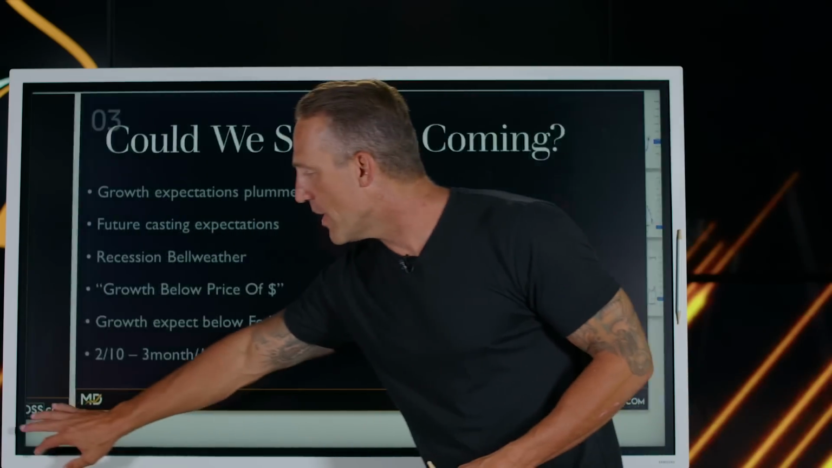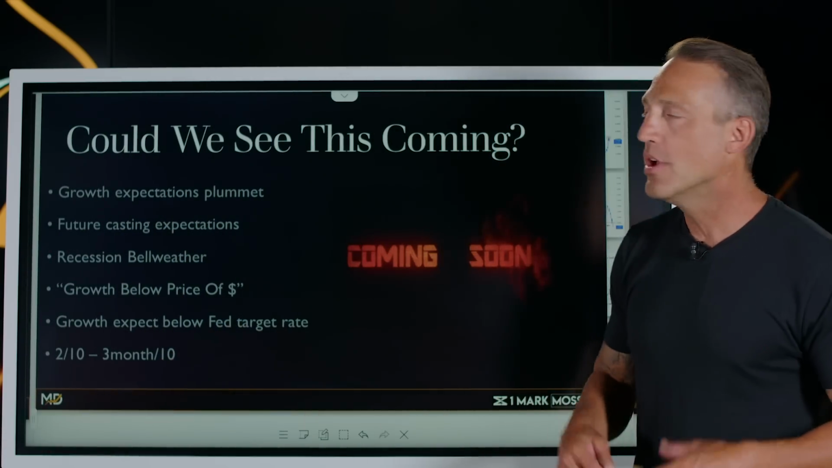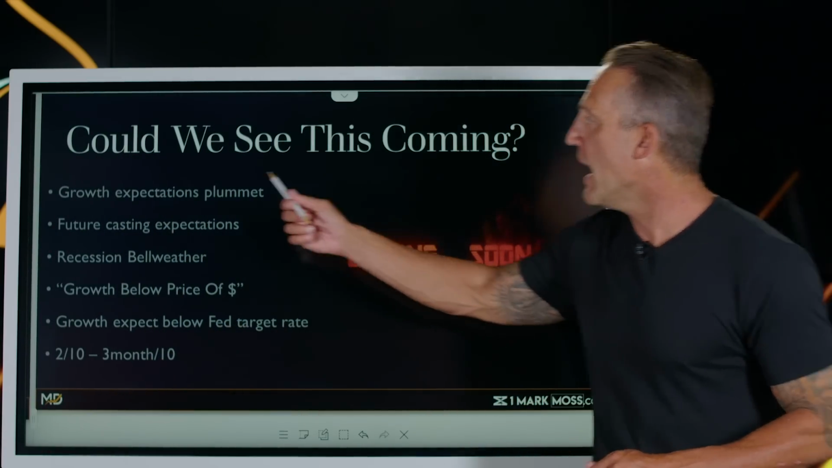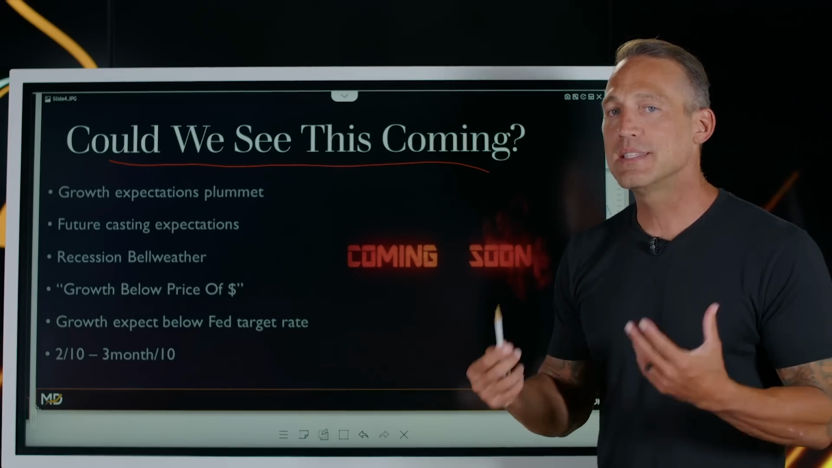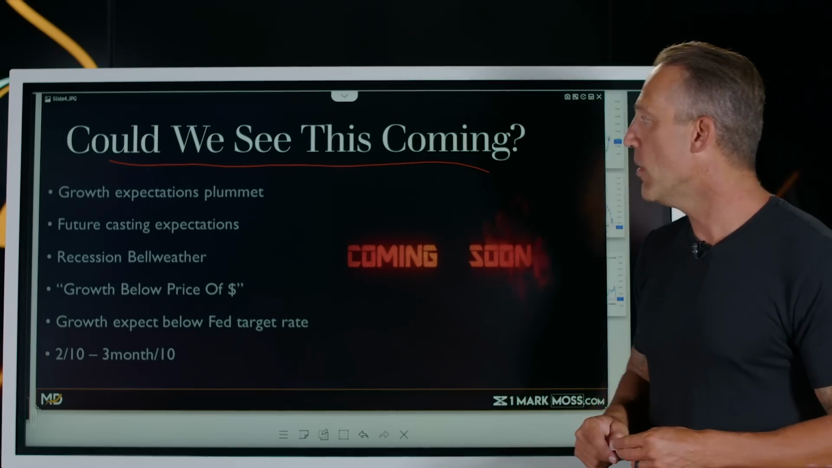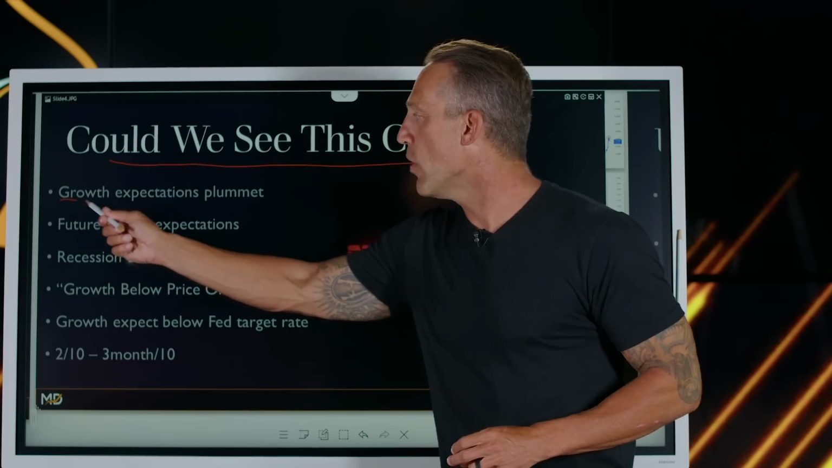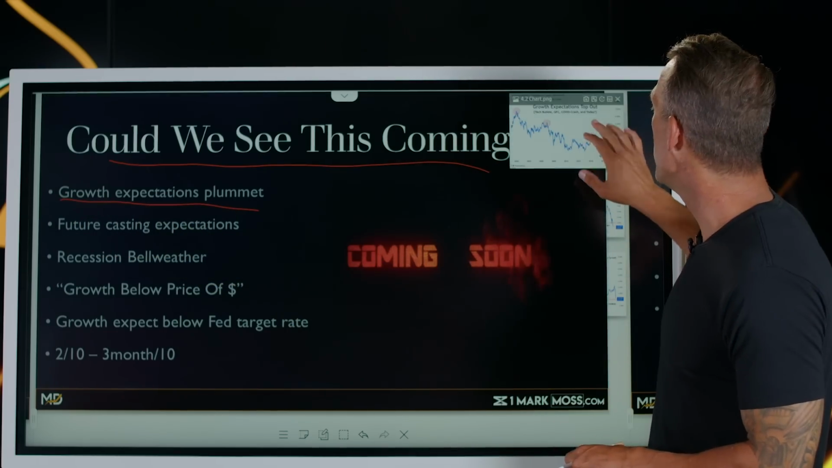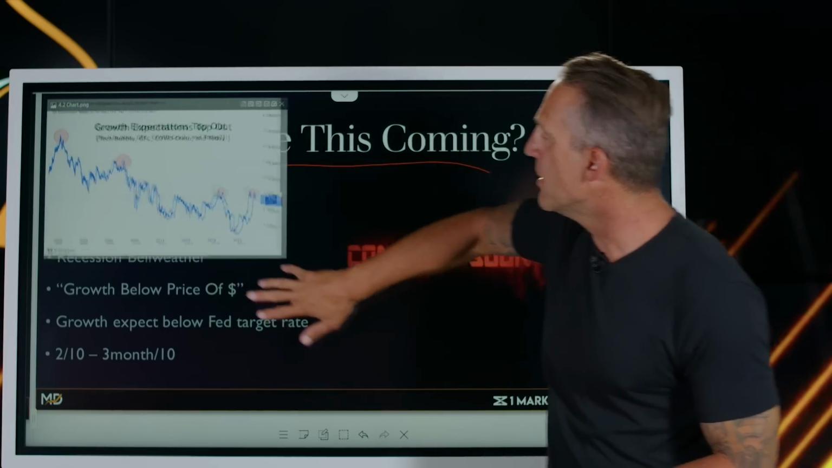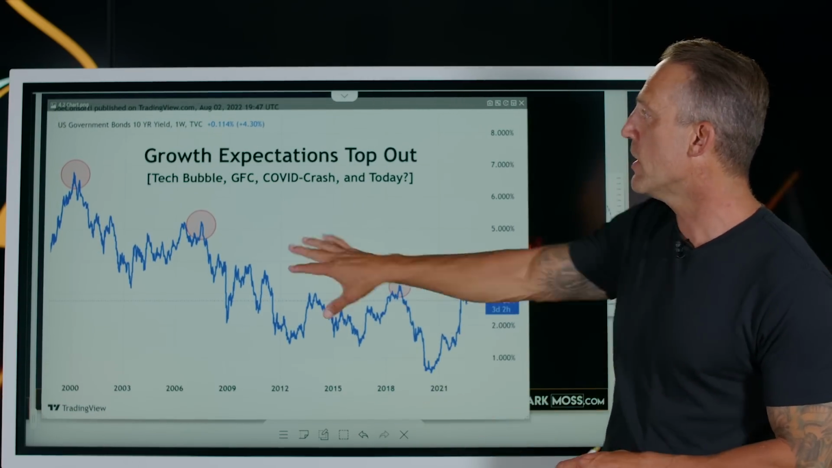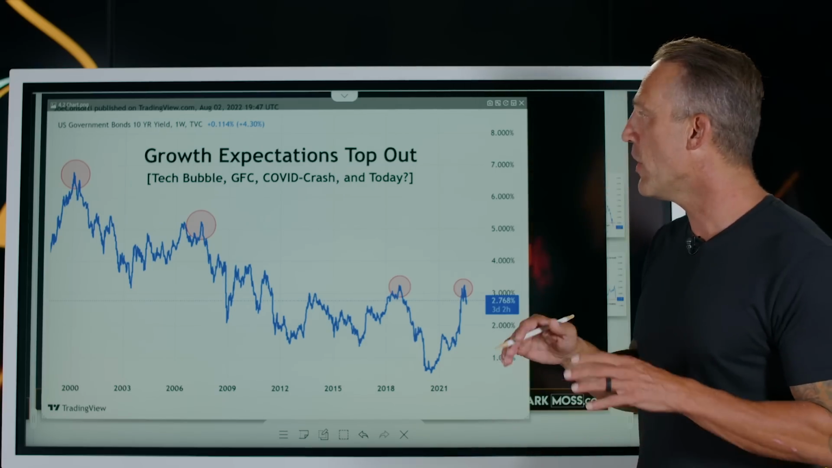And so now, as the tide is going out, what do we think is going to happen? So can we, or could we have seen this coming? Can we see this as a leading indicator? Well, what we can see is that growth expectations have been plummeting, and they are a forecast of what the future expectations are. So what I have right here is growth expectations.